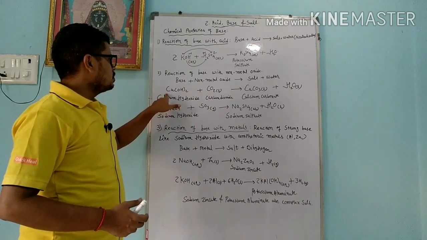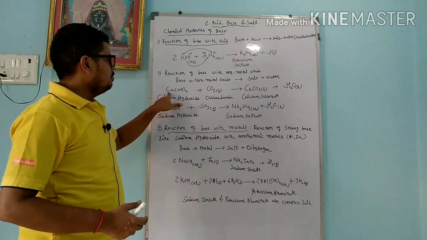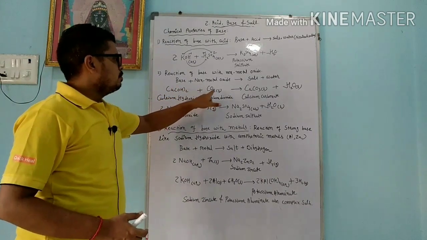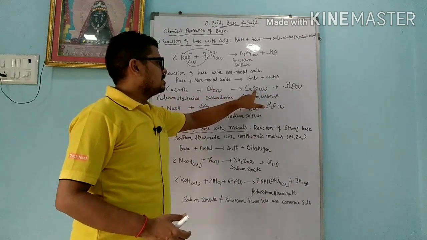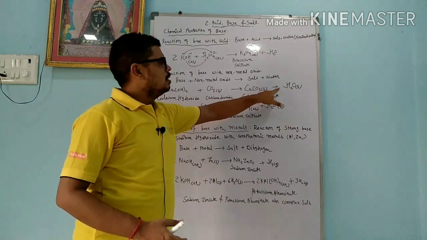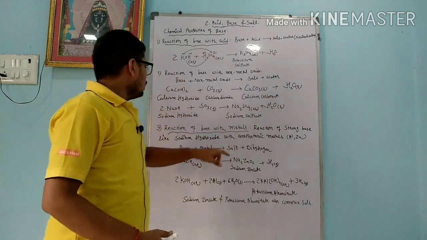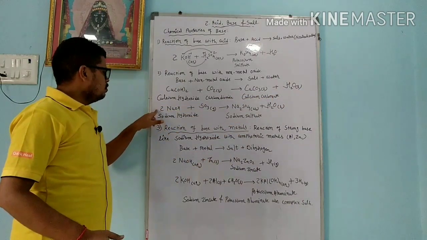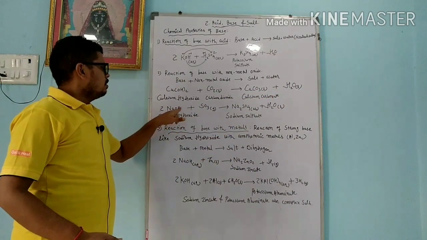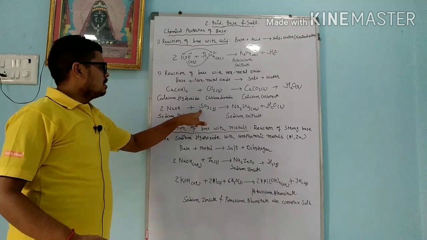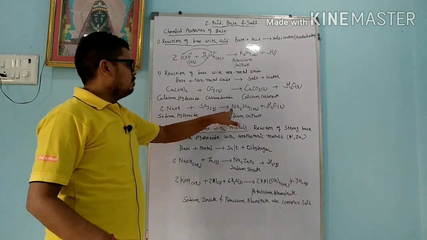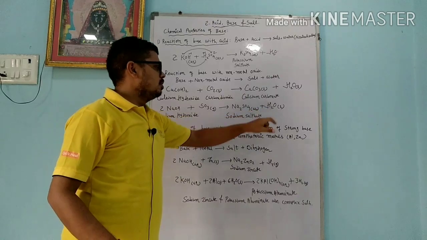1 mole of calcium hydroxide, also called slack lime, react with carbon dioxide, it produces calcium carbonate. Calcium carbonate is also called limestone, plus water. 2 mole of sodium hydroxide plus 1 mole of sulfur trioxide react, we get 1 mole of sodium sulfate plus 1 mole of water.